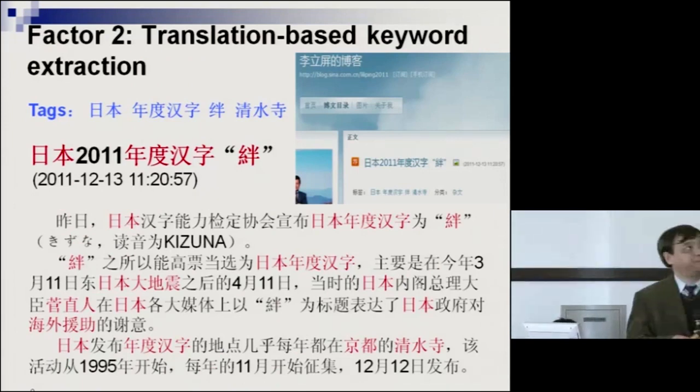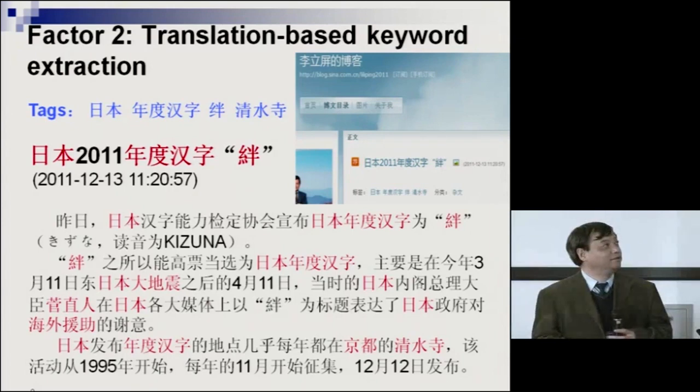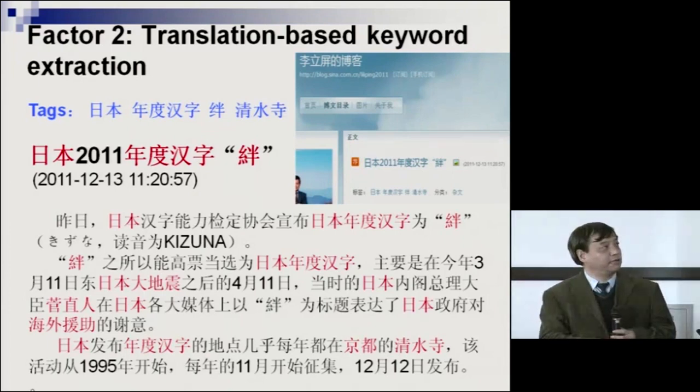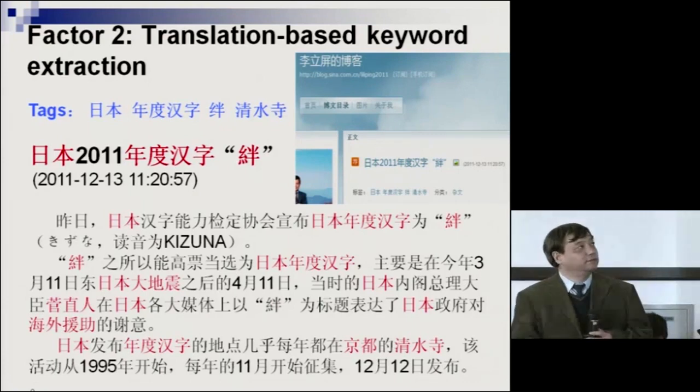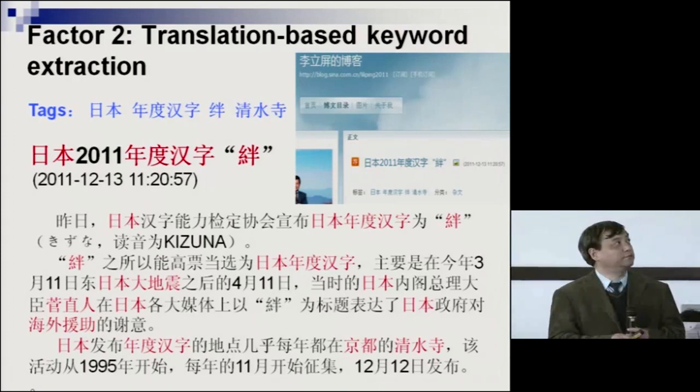This is based on machine translation keyword extraction. Then you find a lot of blog articles. This is a blog article written by this person. You notice that in a lot of blog articles, the user will assign some tags. We call them social tags. For example, he assigned Japan, year, country, and Clearwater Temple to this article.